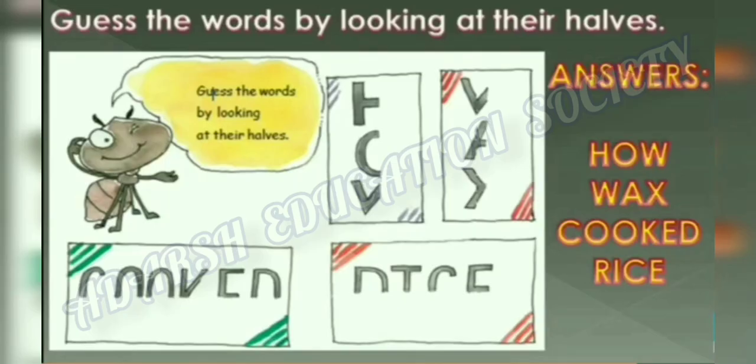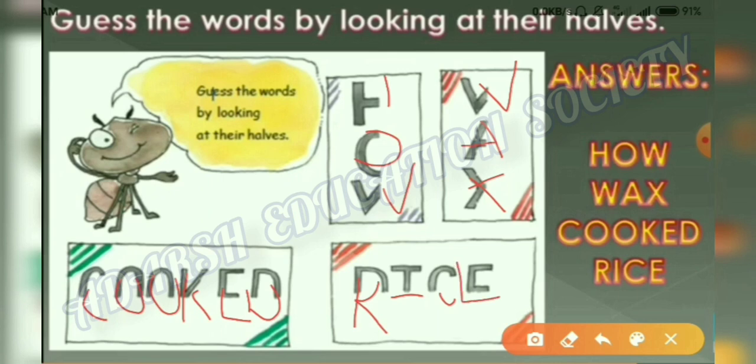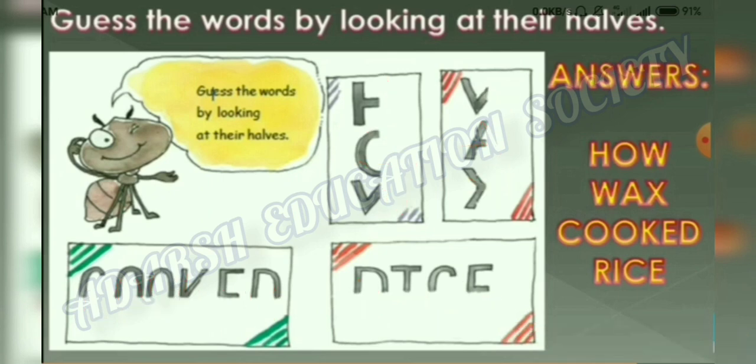Now here is the answer of the next exercise which I gave you to do yourself. First word, HOW. Second word, WAX. Third word, COOKED. And last word, RICE. Children, I hope you all understand this topic of the first chapter.